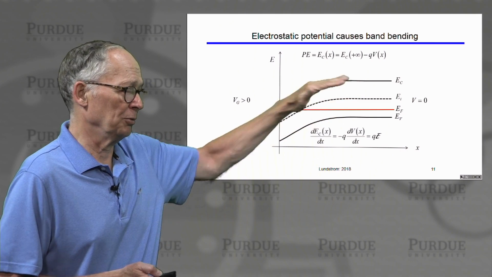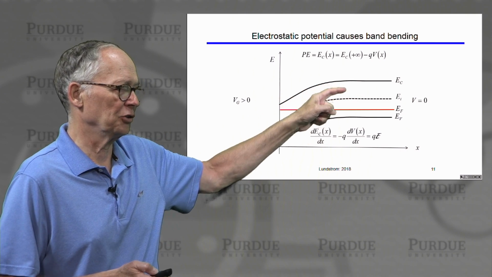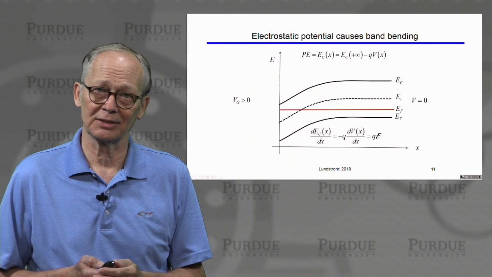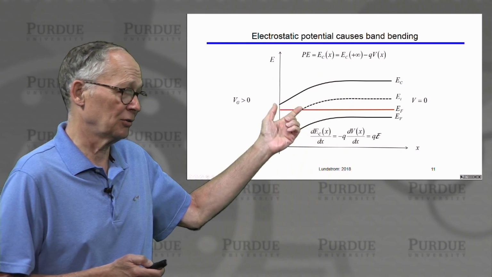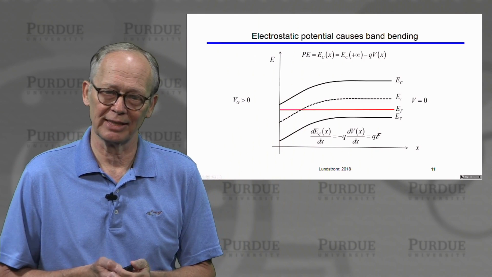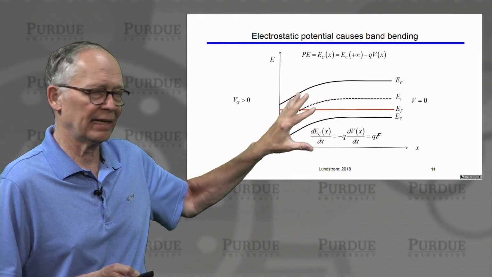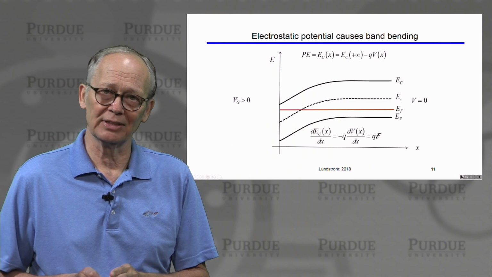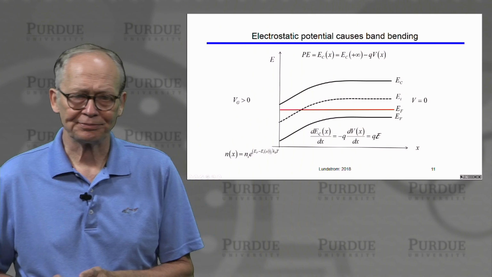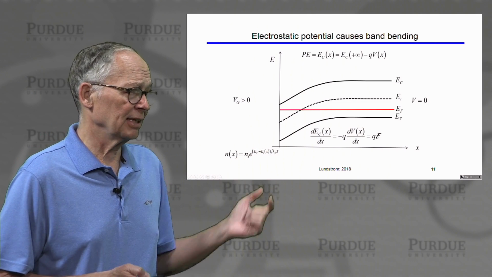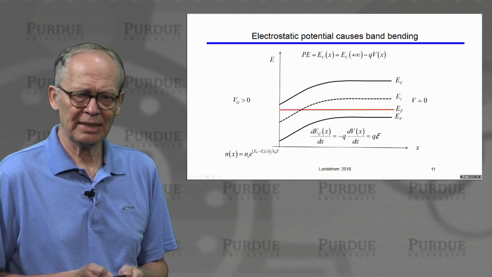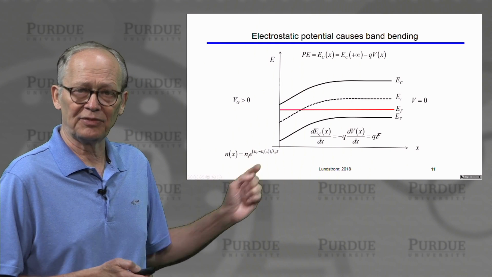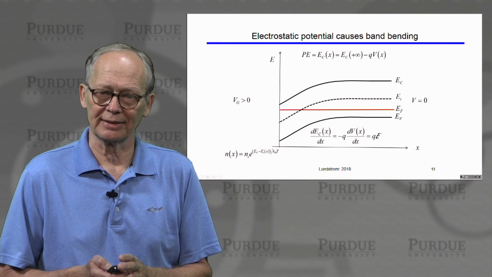Now all the bands, the valence band is just one band gap below the conduction band, so the slope of the valence band would give me the electric field also. The slope of the intrinsic level would give me the electric field. So just by taking the slope of the energy band diagram, I can determine what the electric field is in the semiconductor. I can also determine the electron density, because I know that the electron density is related to the position of the Fermi level with respect to the intrinsic level.